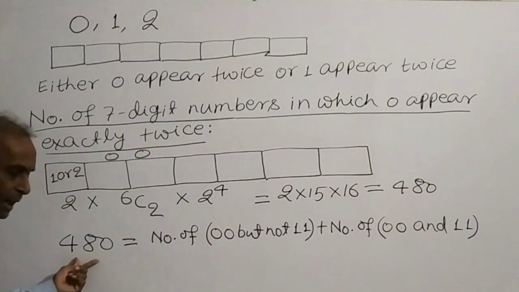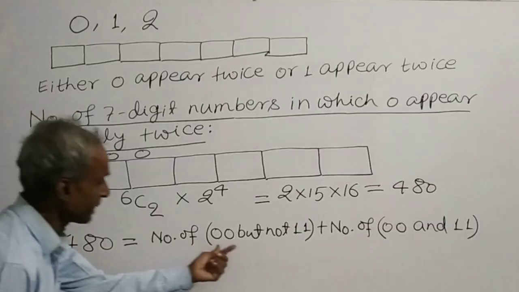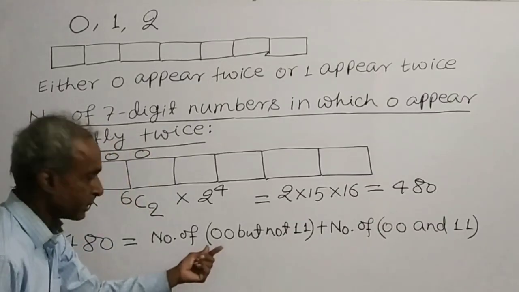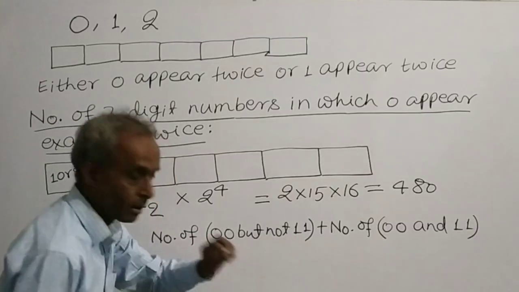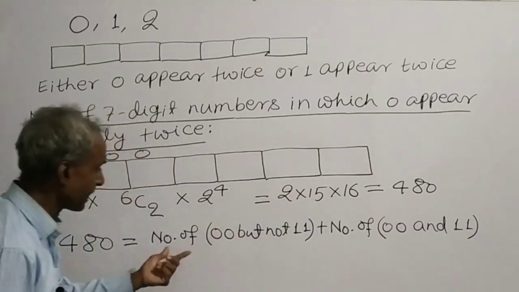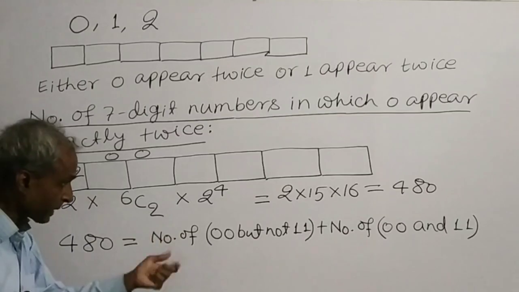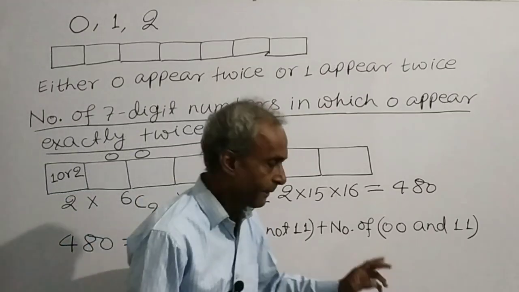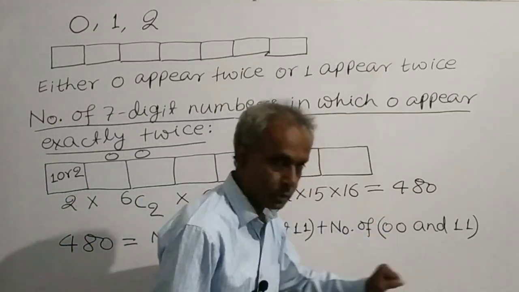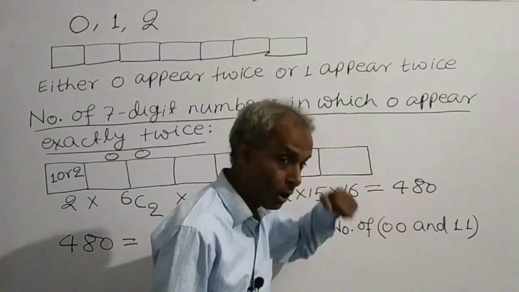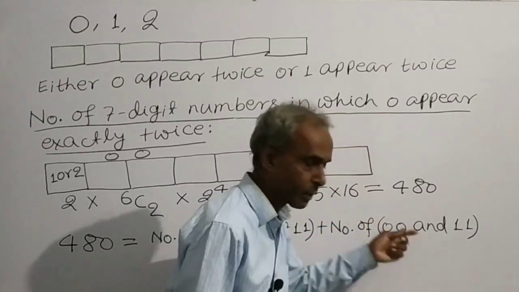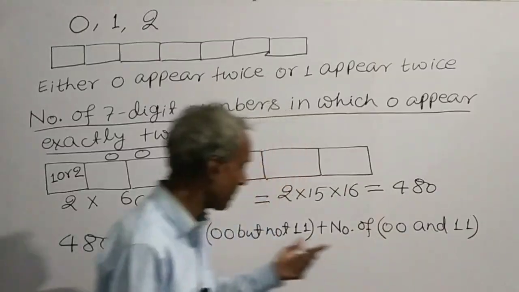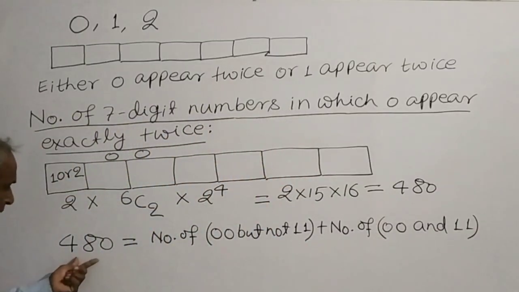In this 480, there are numbers in which 0 appears exactly twice but 1 does not appear exactly twice, and also numbers in which 0 appears exactly twice and 1 also appears exactly twice. Such numbers have also been counted in this 480.